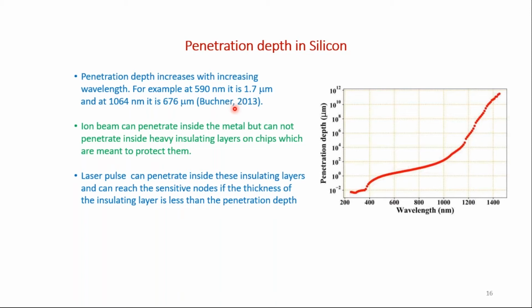The ion beam could penetrate the metal, but it can't penetrate heavy insulating layers on chips. A laser pulse could penetrate these insulating layers and reach the sensitive nodes, as long as the thickness of the insulating layer is less than the penetration depth of the beam. If it is not, then you need to do some polishing and remove some of these insulating layers so that the beam could reach the sensitive spot.